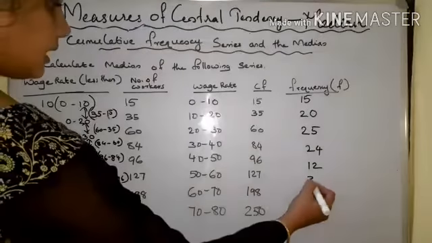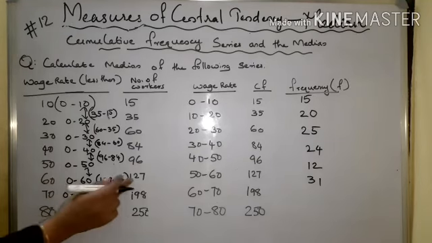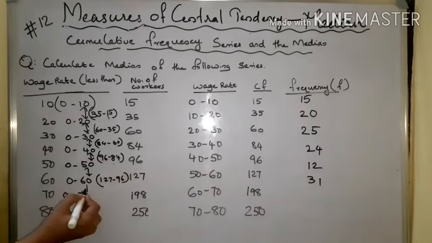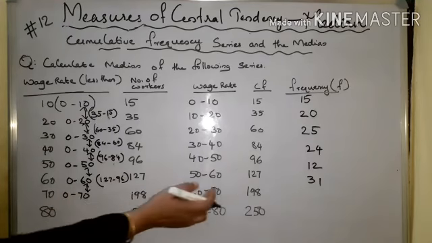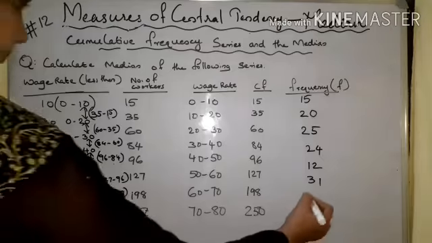Next one, less than 70 means 0 to 70. You calculate the same way. 0 to 60 is 127. Then for 60 to 70, this class interval means 198 minus 127. That is 71.